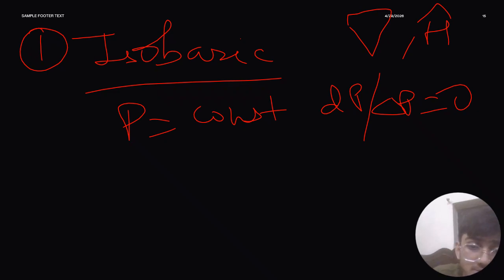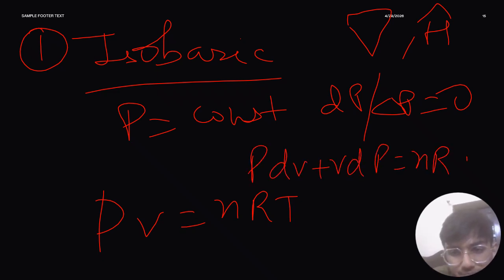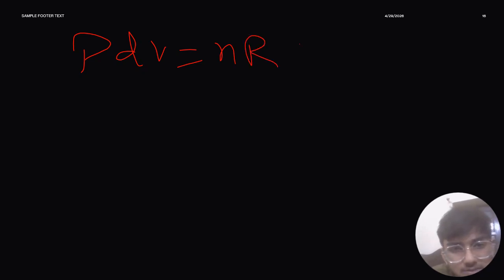Now, using the ideal gas equation, PV equals nRT, taking the differential, PdV plus VdP equals nR dT. Now, pressure is constant, so the VdP term will vanish and be zero. Now PdV will be equal to nR delta T. This one relation you must know: PdV equals nR dT.